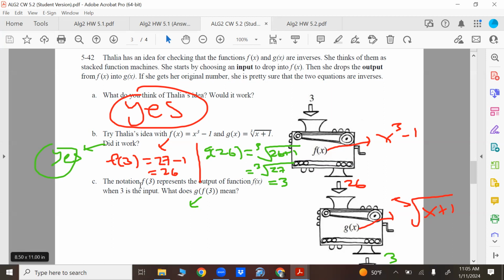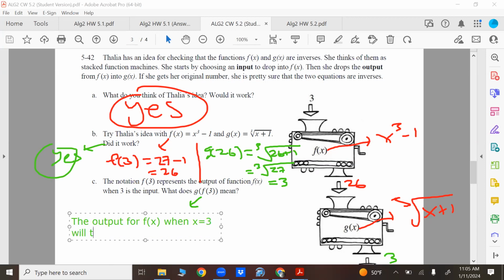I'm not sure what they're trying to get at with that question, but what it does mean is that the output for f of x when x equals 3 will then become the input for g of x. I think that's what they want. It just seems kind of a weird question. But that is true. You plug in f and that output will now become the input for g of x.